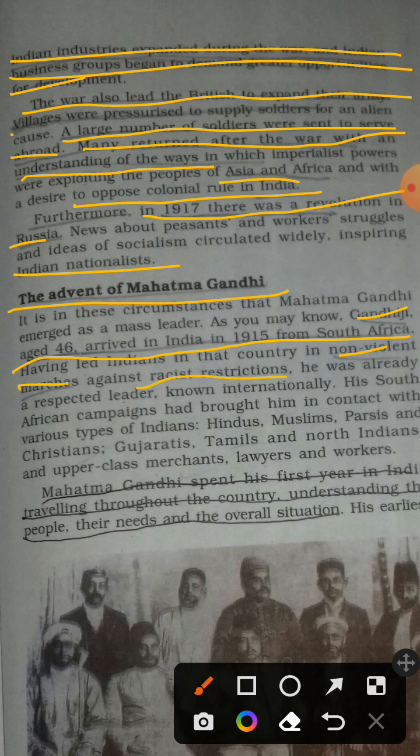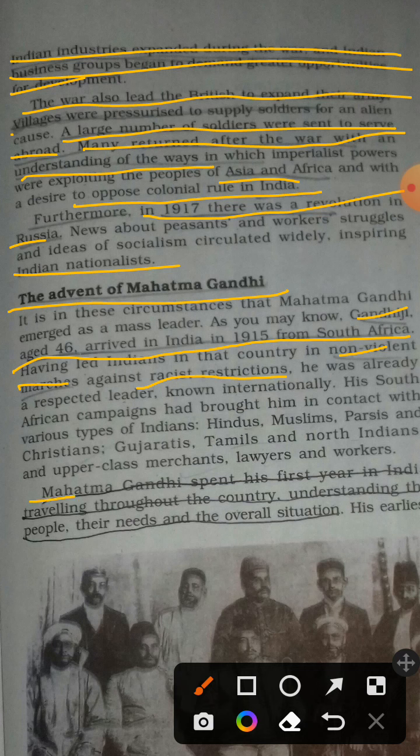He was already a respected leader, known internationally. His South African campaigns had brought him in contact with various types of Indians: Hindus, Muslims, Parsis, and Christians, Gujaratis, Tamils, and North Indians, and upper caste merchants, lawyers, and workers.